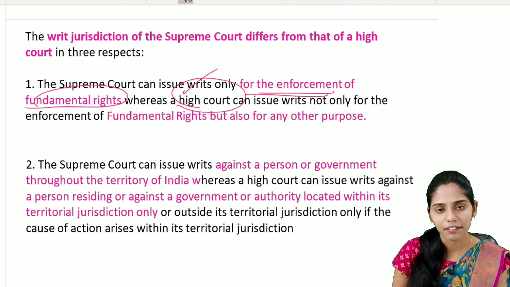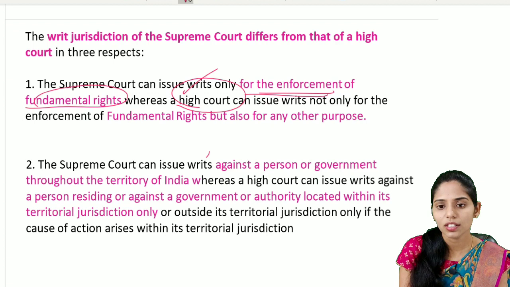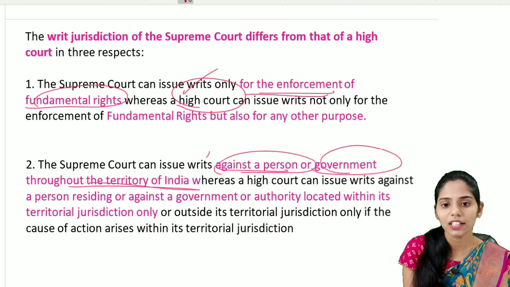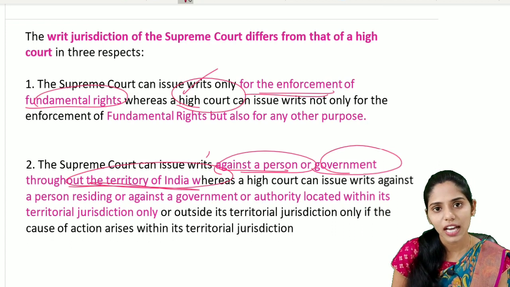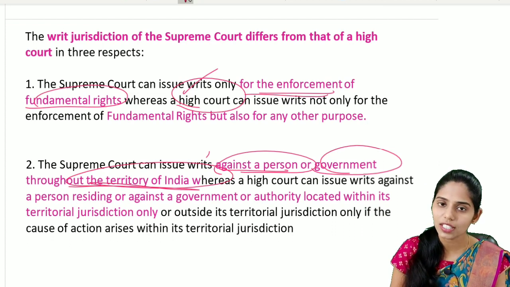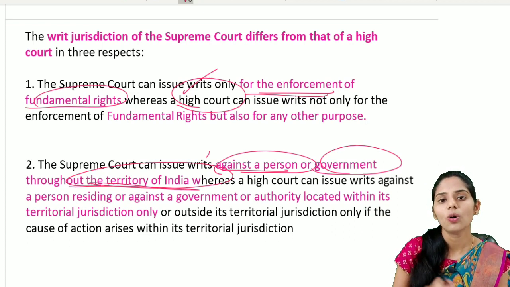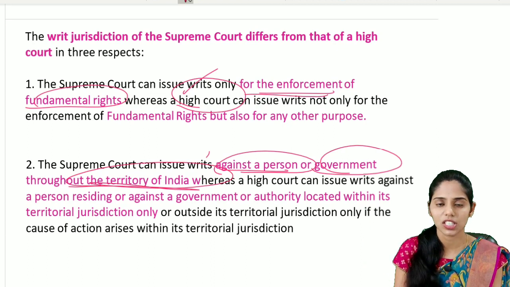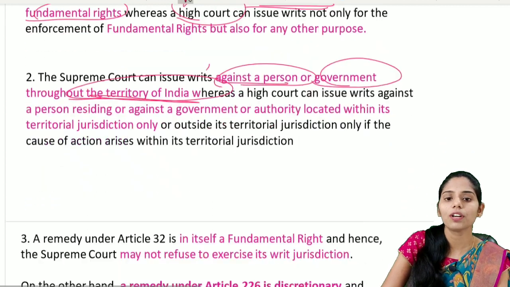Let us see the second difference. The Supreme Court can issue the writs against a person or the government throughout the territory of India. But the High Court can issue the writs against a person or the government only within its territorial jurisdiction. That means within its state, not beyond its state. This is the second important difference.